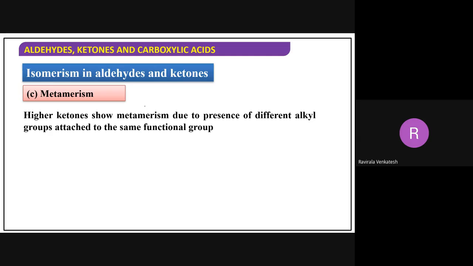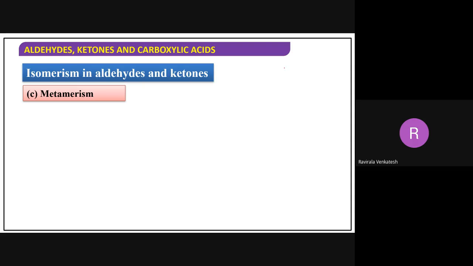Metamerism. So one thing, aldehydes do not show metamerism. Remember, whenever you have a carbon chain on either side of the functional group, only then will it show metamerism. In the aldehydes, we don't have any carbon chain on one side, because it is not having an alkyl group, it is having hydrogen. So they never show metamerism. Only ketones will show it.